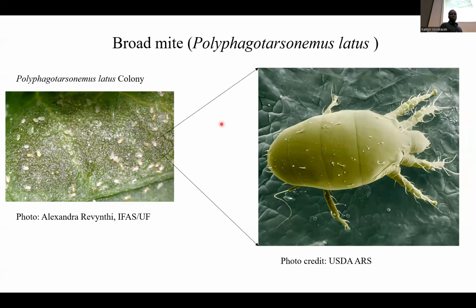So talking about Polyphagotarsonemus latus, I have a picture that Dr. Alexander Ravinsky gave me. This is what the colony will look like, and this is when they're in high density. So one of these is actually this. This is from a USDA ARS picture taken by Dr. Ron Ochoa. So you can appreciate the complexity of this mite. This is actually a female.